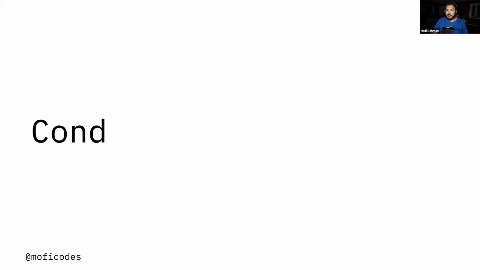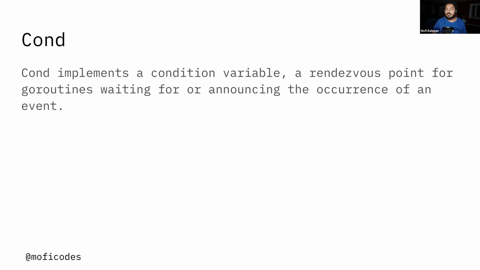Then you have a primitive called condition. Condition is something that makes your code wait until a condition is satisfied. So it's implemented as a condition variable. You have a variable, and your code will keep on waiting until that condition becomes true.